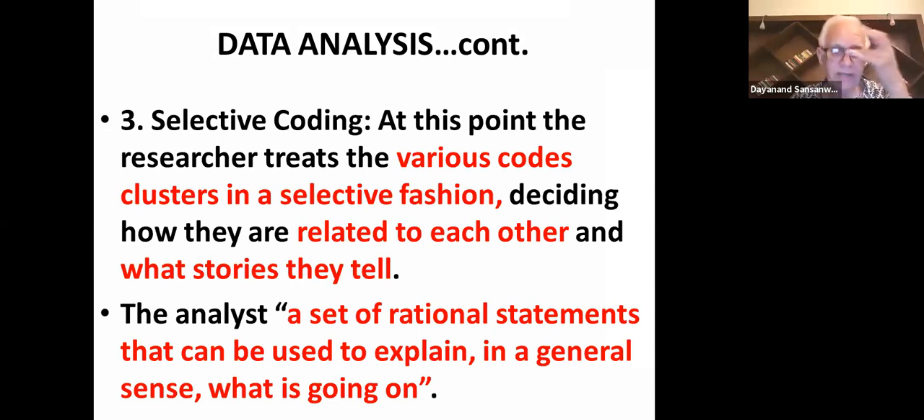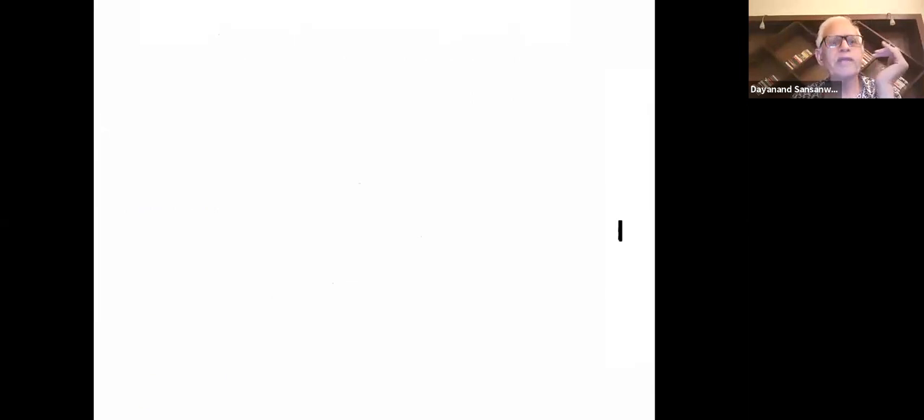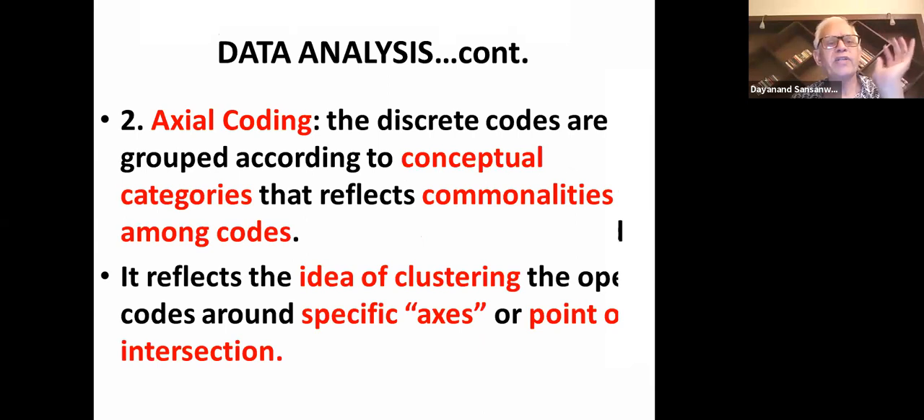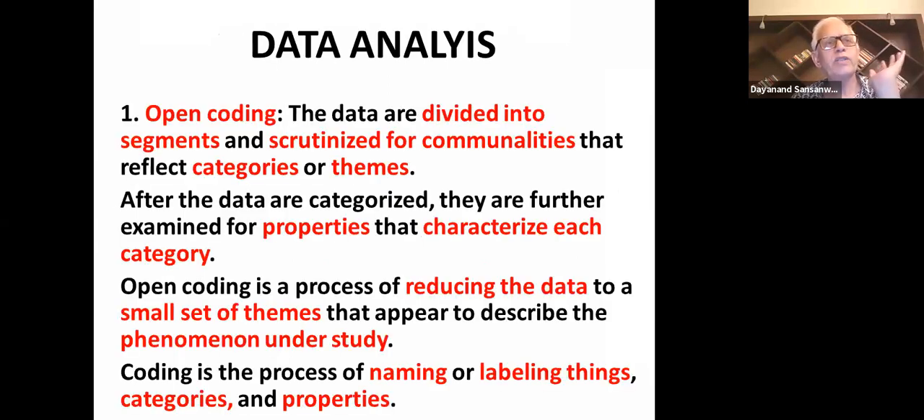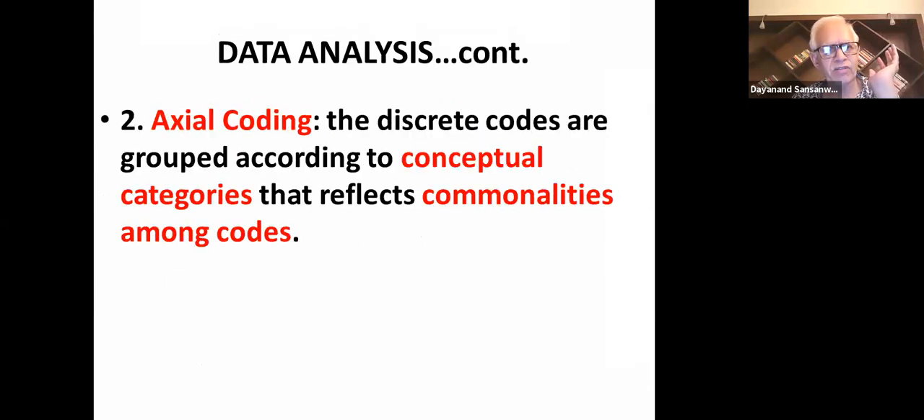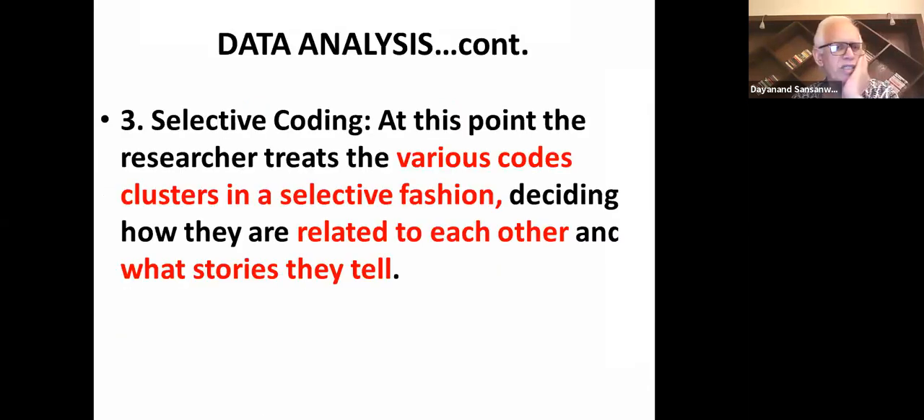Here you analyze a set of rational statements that can be used to explain in a general sense what is going on. So that's your story: what happened first, then what happened second, and things of that variety. These are the three important aspects: open coding, axial coding, and selective coding. These are the three important things that you have to understand.